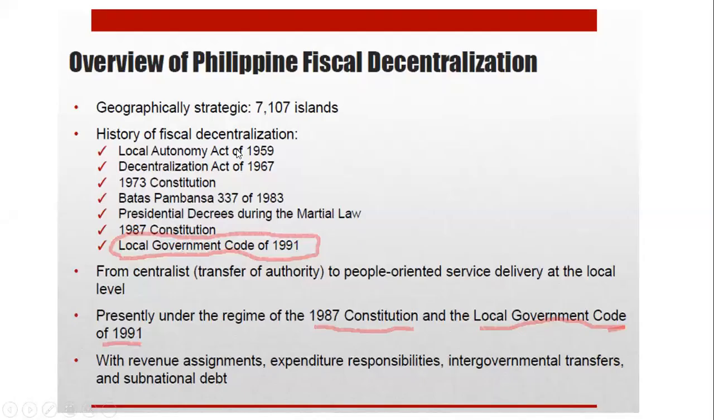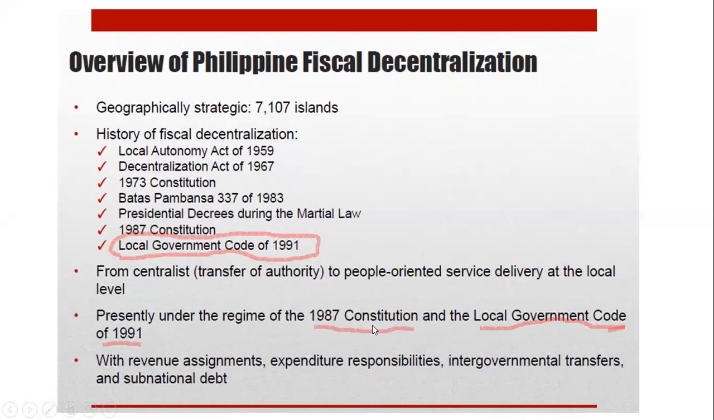Okay, so these are the laws that are effective for LGUs from 1959, 1967, 1973. Obviously, we were not yet born at this time. In 1983, there's Batas Pambansa 337. I was still a cute kid at that time. Now, there are also other presidential decrees.